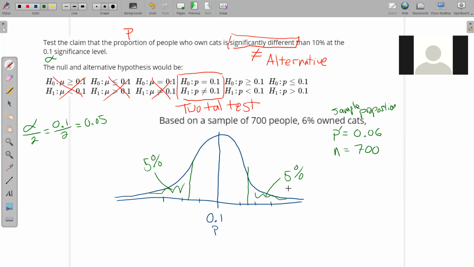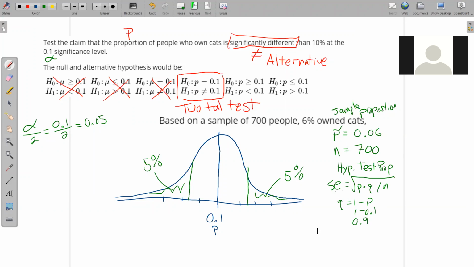So what do we need next? Next, we need the standard error for a proportion. And in a hypothesis test for a proportion, the standard error is the square root of P from the null times Q divided by N, all inside the square root. And remember, Q is always 1 minus P. So in this case, that would be 1 minus 10%, which would be 90%.